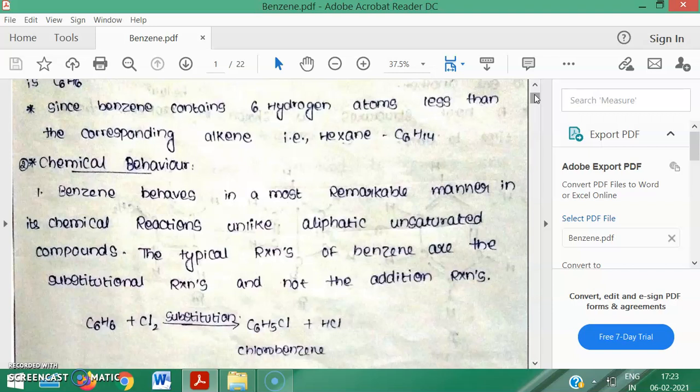That means alkenes always undergo addition reactions. The double bond can break down and addition type of reactions take place. But here benzene is undergoing the substitution reaction, and only one atom is substituted in place of one hydrogen of the benzene. So it indicates the double bond is not like alkenes.